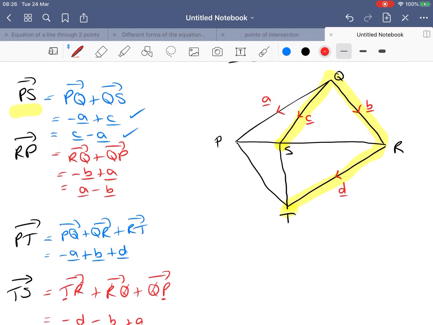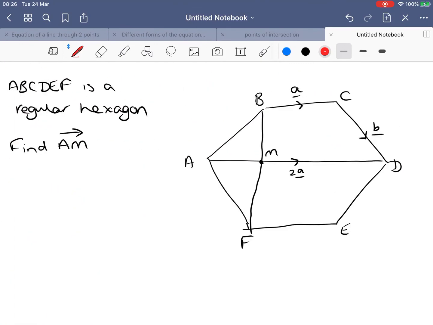Okay. Right, so let's have a look at the type of problem that it might give you when they give you a regular shape. So here we've got a regular hexagon. Apologise for the drawing, but it is a regular hexagon. And we want to find the vector AM. So we want to go from there to there.